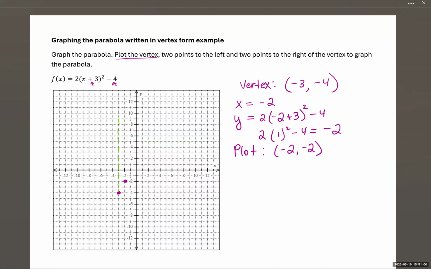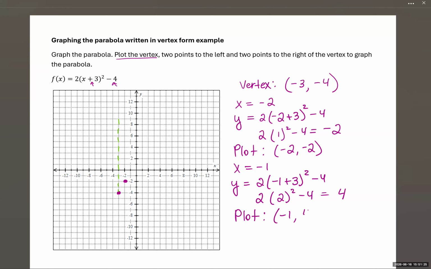Okay, then one more step to the right from -2 now. So that's x equals -1. So that's my next x to plug in. So y equals 2 times (-1 plus 3) squared minus 4. That's 2 times 2 squared minus 4. So that's 8 minus 4, that is 4. So when x is -1, my y is 4.